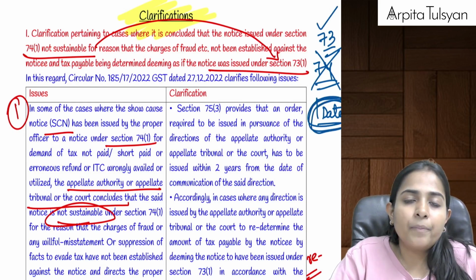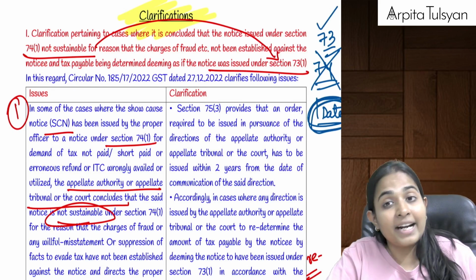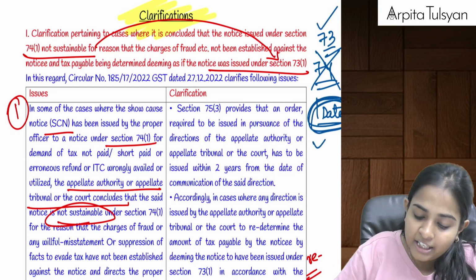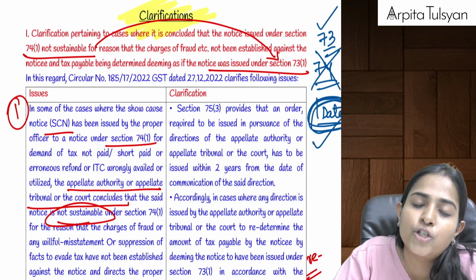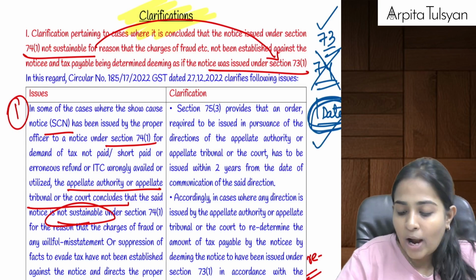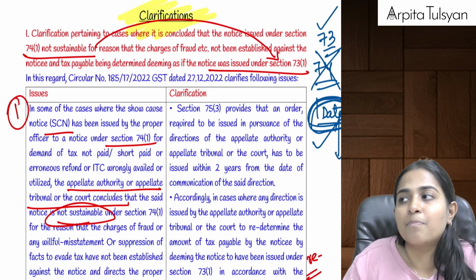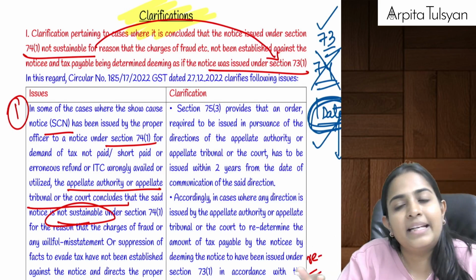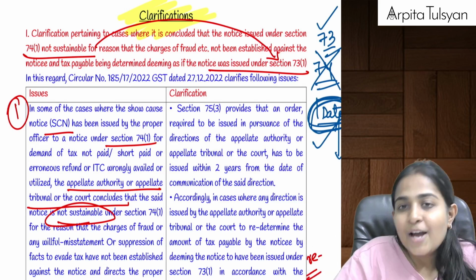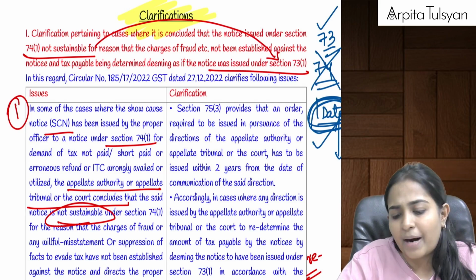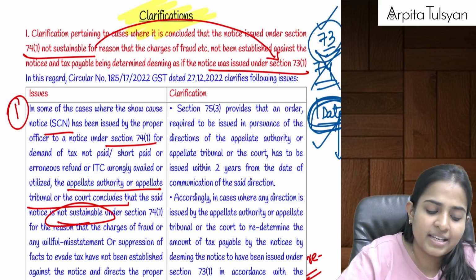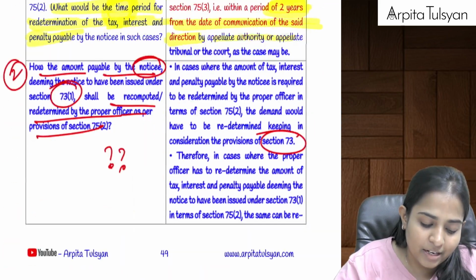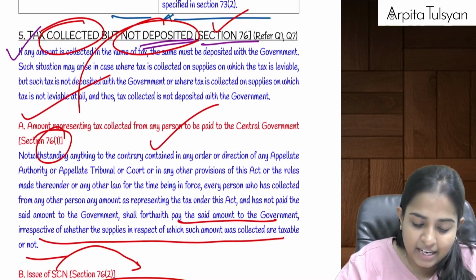So what did I say here? I said that the date on which this notice was issued, check as on that date whether the notice is time barred or the notice is proper. If the notice is time barred, the department will have to drop all the proceedings. If the notice is not time barred, then the department can proceed ahead under section 73. Are you clear with this? That is given here in the clarifications.